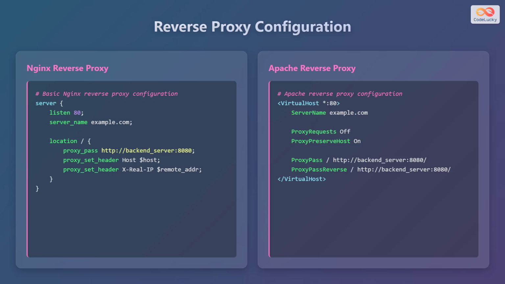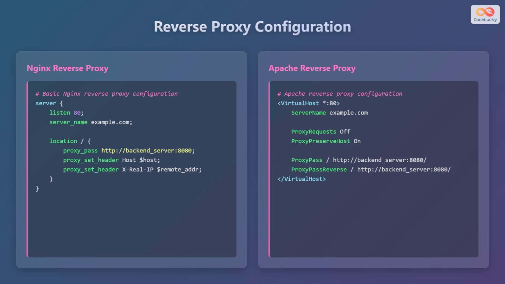Within the virtual host block, the server name directive specifies the domain name for which the proxy will handle requests, example.com. Proxy requests is set to off to prevent Apache from acting as a forward proxy. Proxy preserve host is set to on to preserve the original host header. Proxy pass and proxy pass reverse directives forward requests to the backend server and handle redirects appropriately.